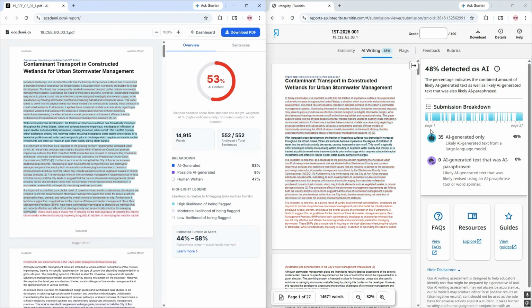All right, so this is the first document, and it already looks like we're off to a good start. On the Academicx side, it appears that it detected it as 53% AI, where Turnitin detected about 48% AI. One thing I will note, and something you might want to keep in the back of your head, is that we also have an additional feature here at the bottom, which shows the estimated Turnitin AI score. In this case, the range was between 44 and 58%. Turnitin fell within that range. That's a pretty nifty thing to know if you want to submit your document to Turnitin but want an approximate range before doing so, so that you can ensure that you are safe.